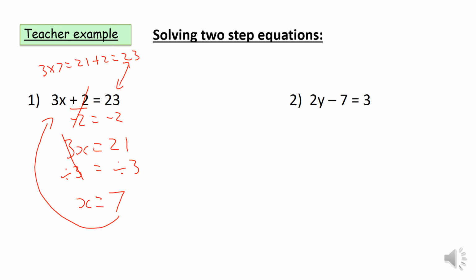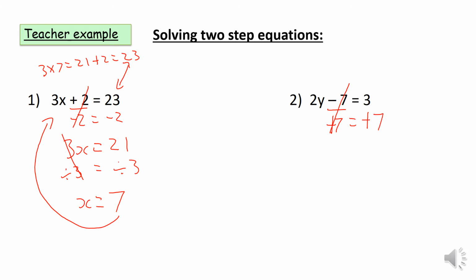On the right hand side it is exactly the same thing. So the first thing I need to do is identify what do I need to get rid of first, the 2 or the minus 7. And like I said, first we get rid of the minus 7, as the minus 7 is on its own. So to get rid of minus 7 this time, I will add 7. That will cancel the minus 7 out.